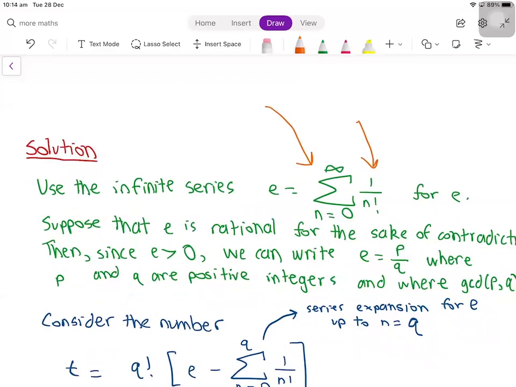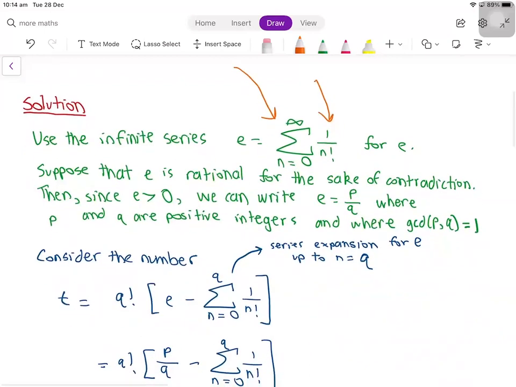We're going to use a proof by contradiction where we assume that e is a rational number for the sake of contradiction. And since e is greater than 0, so it's a positive number, this means we can write e as the ratio of p divided by q, where p and q are both positive integers. And we can also assume that p over q is the lowest fully simplified form for the fraction, so the greatest common divisor of p and q will be equal to 1.